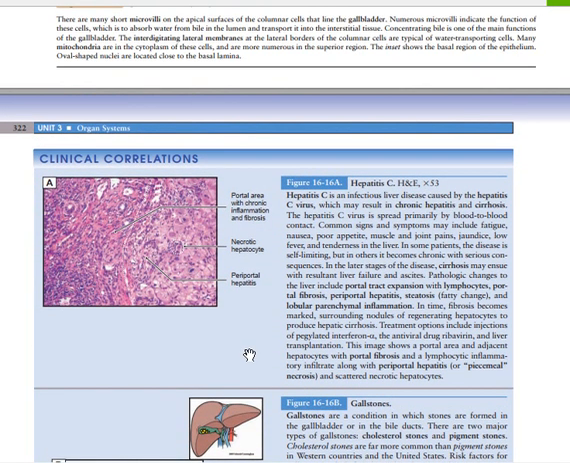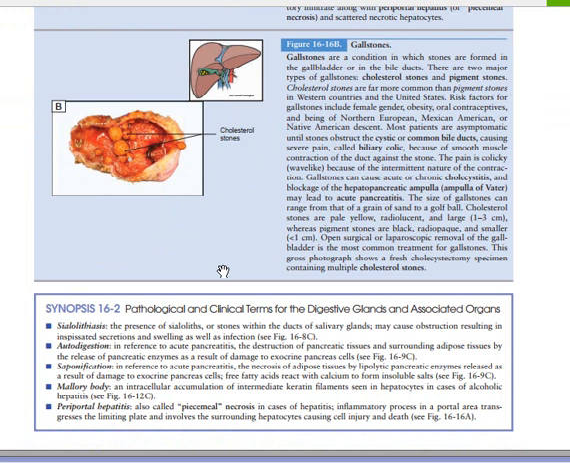So the clinical correlation now is hepatitis C. Hepatitis C is an infectious liver disease caused by hepatitis C virus, which may result in chronic hepatitis and cirrhosis. Hepatitis C virus is spread primarily through blood-to-blood contact. On the histology section of hepatitis C, what I'm going to visualize, you see portal area with chronic inflammation and fibrosis. You visualize necrotic hepatocytes, and you visualize periportal hepatitis.